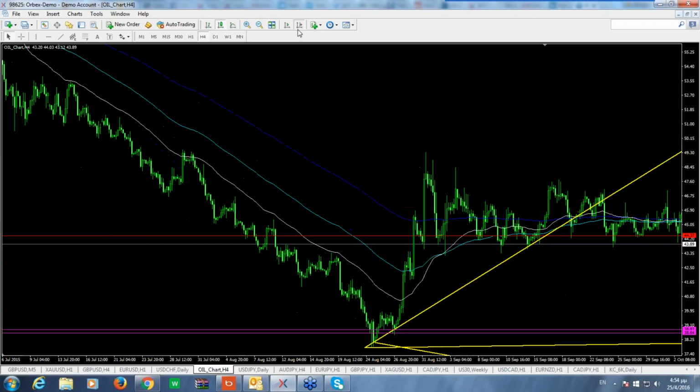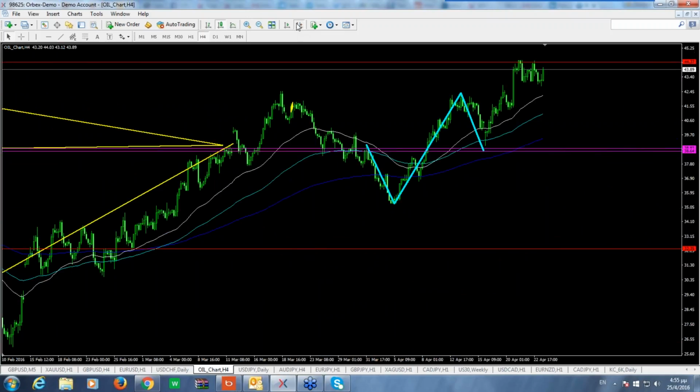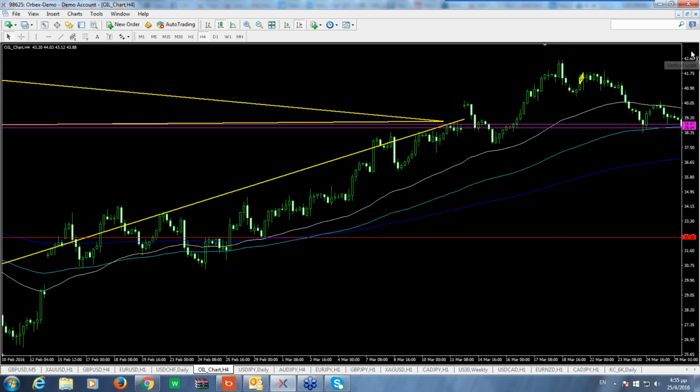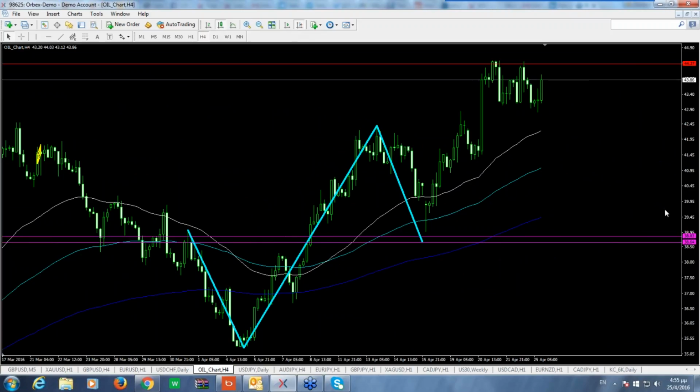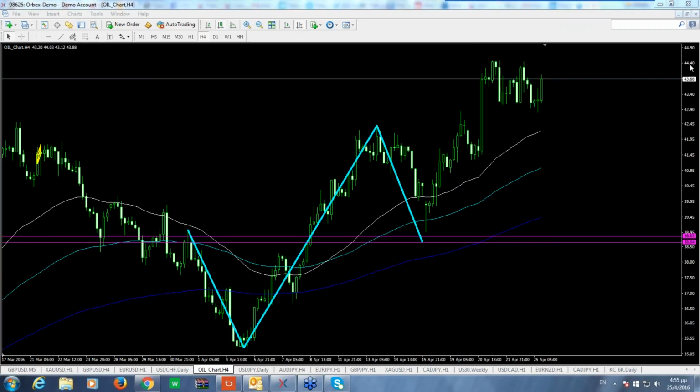Okay, let's zoom in a little bit. Okay, we have got here for oil on the 4 hour chart. Let's look at something here. We have got something quite interesting for oil. Okay, we're looking at the 4 hour chart on oil. As you guys can see, we have got this here, a pole. Okay, and then we got a downward move.